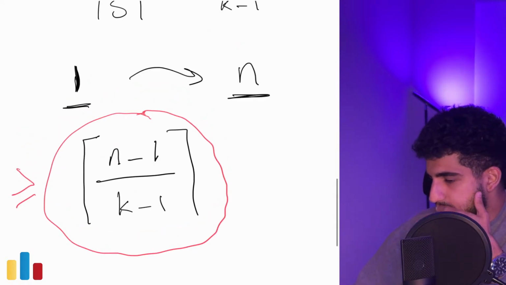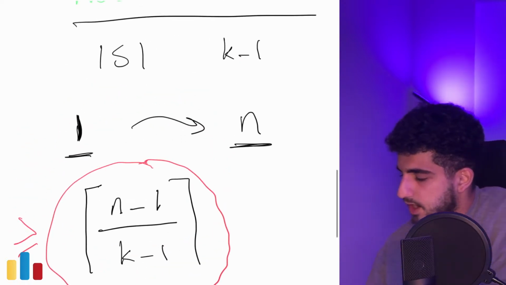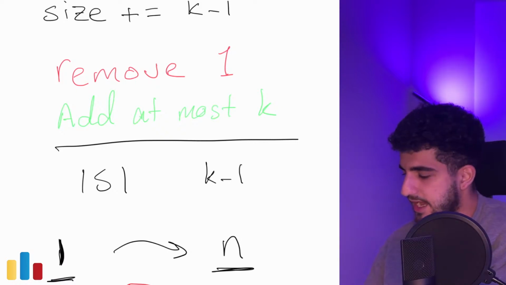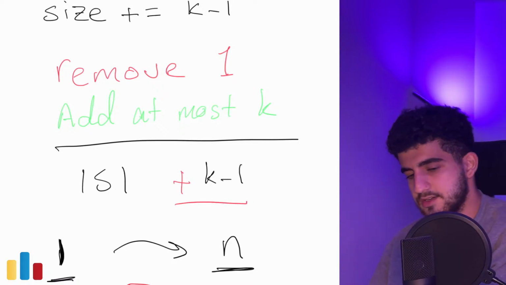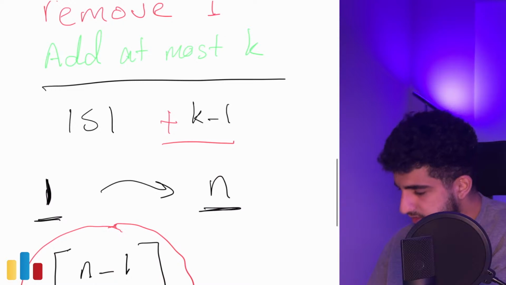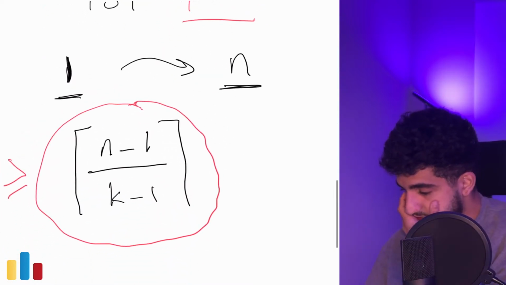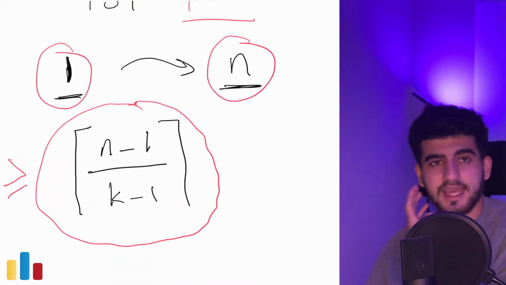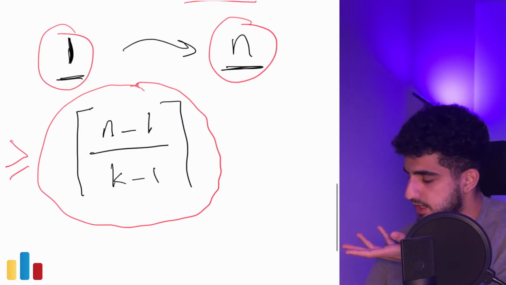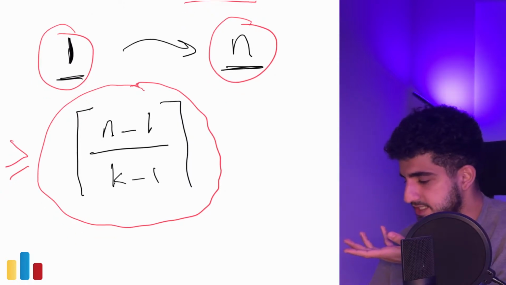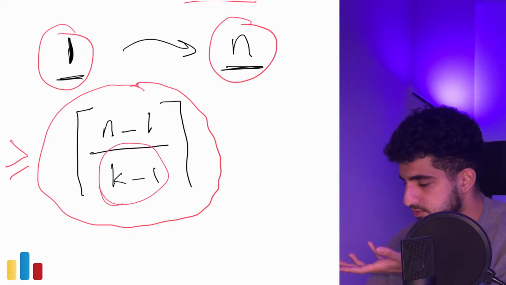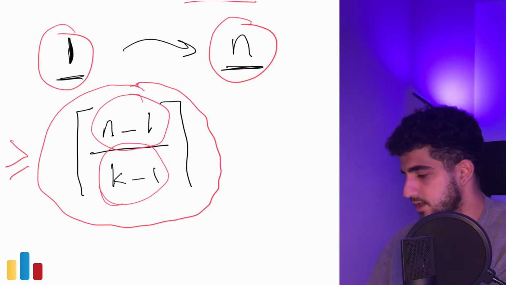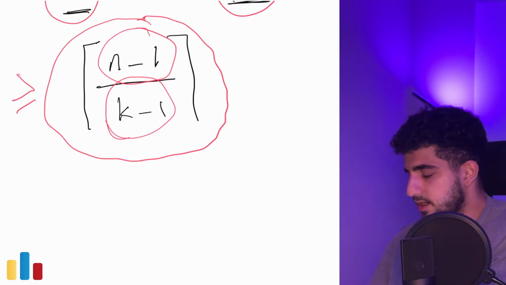Yeah, I will repeat this part. I'm saying that each time I'm removing one element and then adding at most k elements. Therefore, my size can only be increased by at most k minus 1 each time. Since initially my size is 1 and at the end my size becomes n, the number of operations is at least the ceiling of n minus 1 over k minus 1, because each time the size will be increased by this much and it should be increased by n minus 1 in total. Therefore, I need at least these many operations.